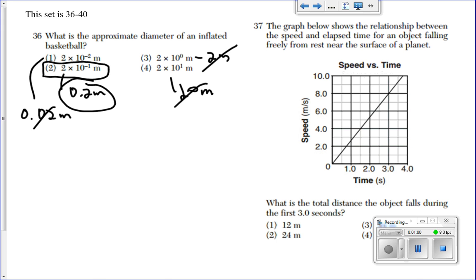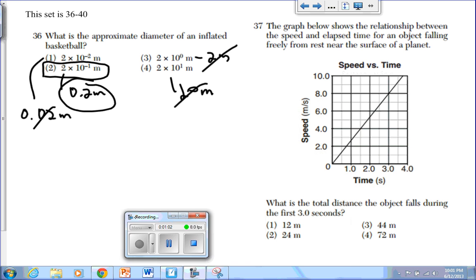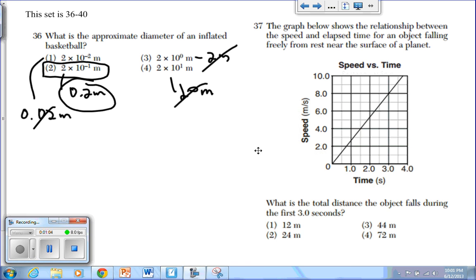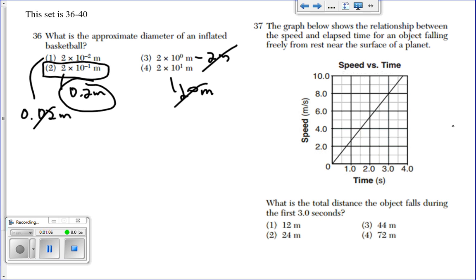Next question here. This is a good one. Move that over so we can see. The speed versus time graph of an object falling. If you're clever, you'll remember that if you want to find distance and you have a speed versus time graph, the distance is the area underneath the graph. This is the easy way to do this.